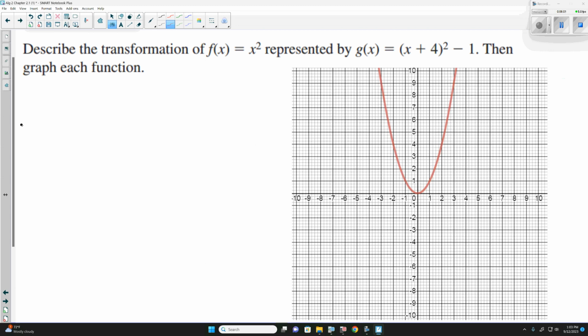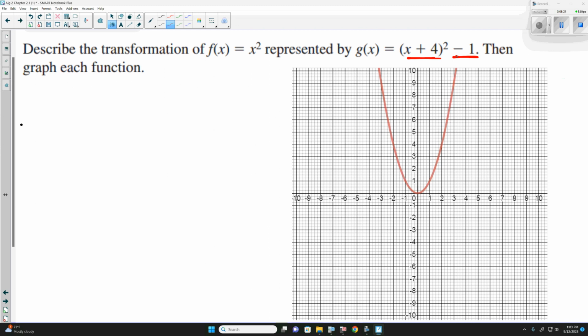Well, before we do this, any questions on any of this so far? We feel good with this so far, yes? Now, when we look at this first one, we want to describe the function, this transformation of f of x equals x squared represented by this here. We want to see how these transformations are affecting the function.